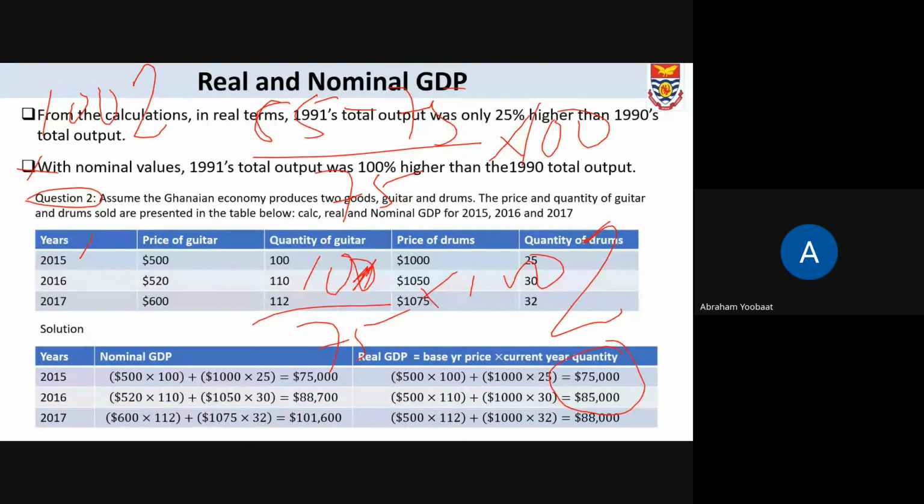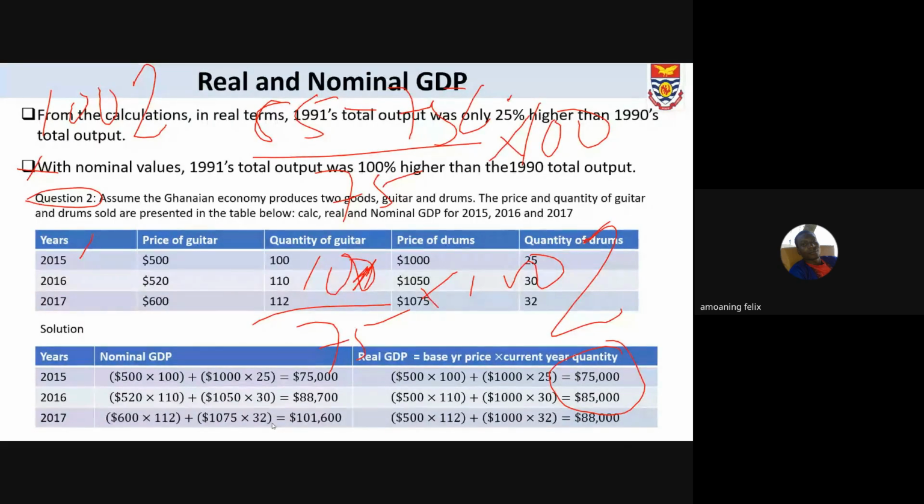The figures are in thousands, and I canceled the zeros. I took the zeros out, but it will not make any difference. When you put the thousands there, it's the same thing. So if you get the answer, you put it there. This is how you calculate the growth rate.